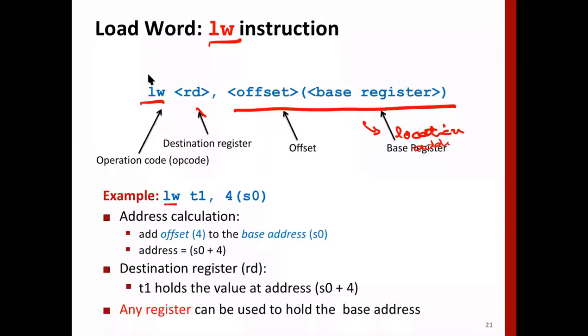We are doing load word, T1. This is where we are getting the value from memory, and what is the address? The address is given by the contents of S0, which is the base register. It will contain some value, add to that offset 4, and that becomes the address. So contents of S0 plus 4 gives the address.